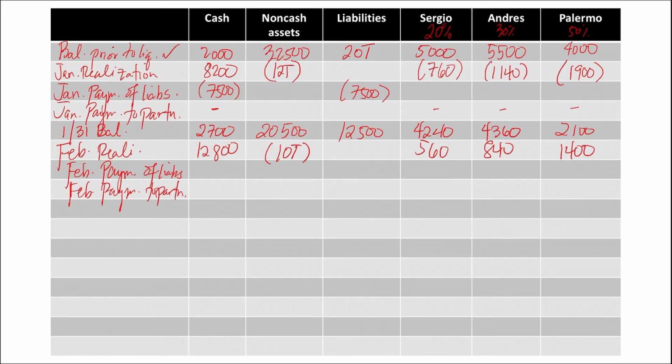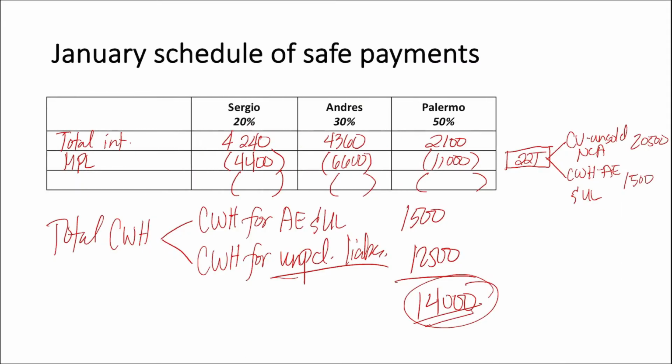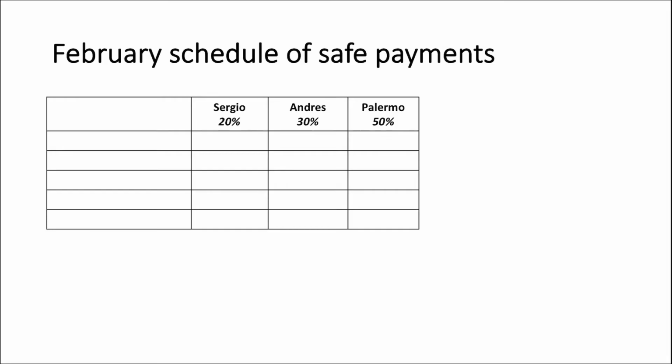Payment of liabilities. Magkano ang binayaran daw natin for the month of February? That is 10,000. Bawas cash. Okay. February payment to partners. Tignan natin. Tapos na to. February naman.